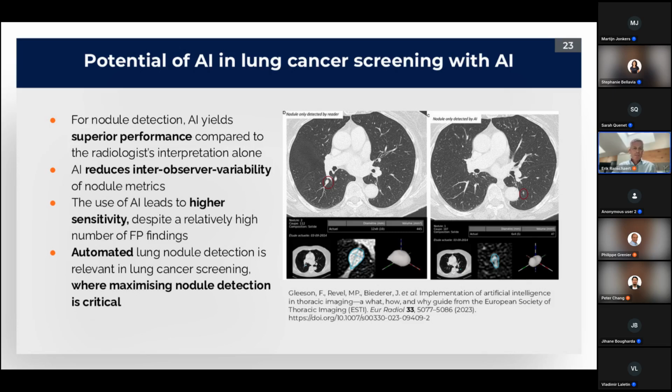So, what is the potential of AI in lung cancer screening? What can we do with AI?